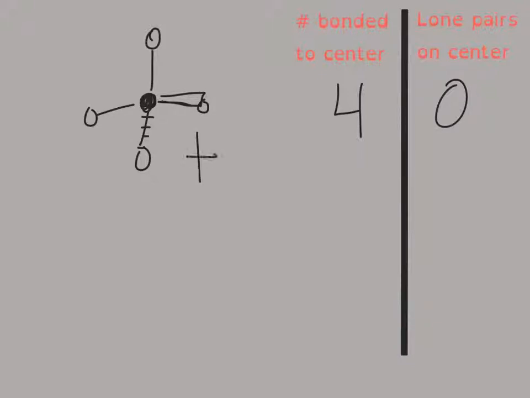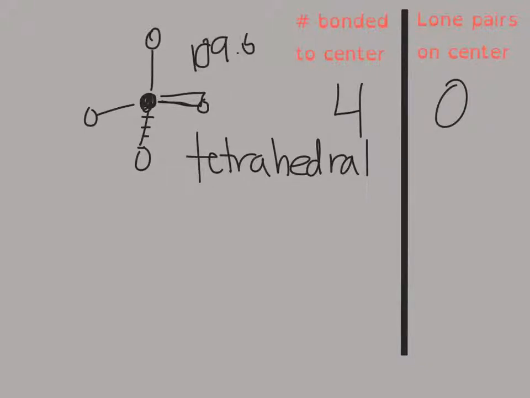Now this one is called tetrahedral. It has 4 things bonded and no lone pairs. The bond angle here is roughly 109.5. And so these 4 are evenly distributed. Sometimes kids like to think that the bottom 3 are kind of like in a tripod structure if you were actually building it.